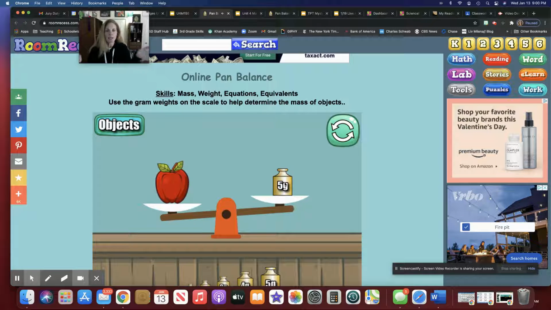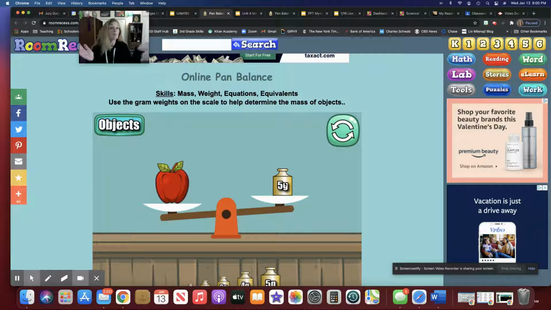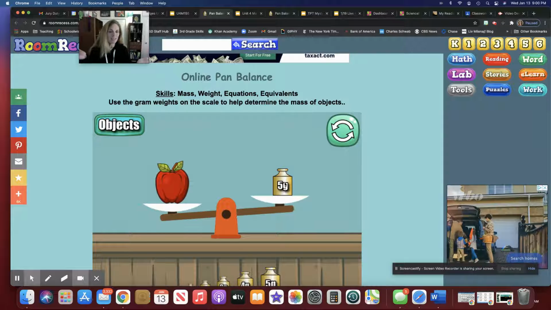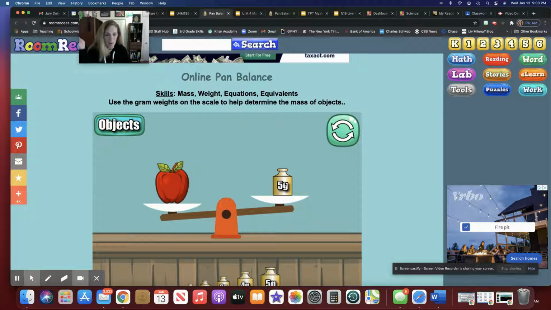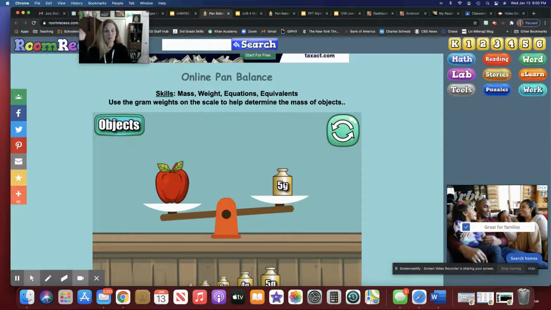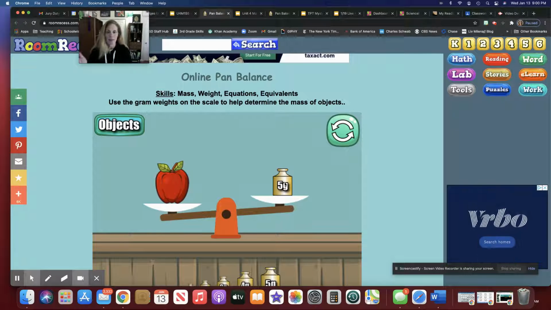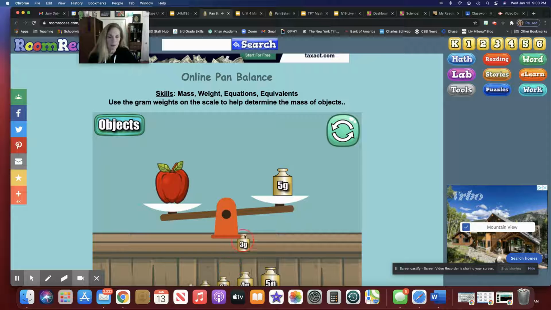And have you ever been on a teeter-totter or a seesaw where your mom or dad is sitting on one side and you're sitting on the other? Well, when they sit on one side and you sit on the other, they go down and you go up. That's because they have more mass than you do. In this case, the apple has less mass than the 5 gram weight. So the apple has more mass than 5 grams. Let's put another weight on there.